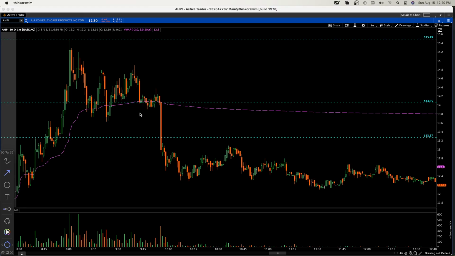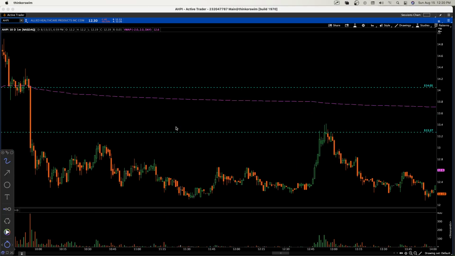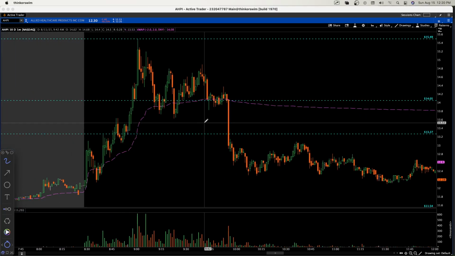Okay, so let's see. Other things that we can look for to trade off of VWAP, like we talked about just a minute ago: whenever you have a stock that is consolidating, right? What happens after consolidation a lot of times? Let's see if I can find an example here. Well, here's a pretty good example right here. This stock was consolidating right here, right? So what does that mean?